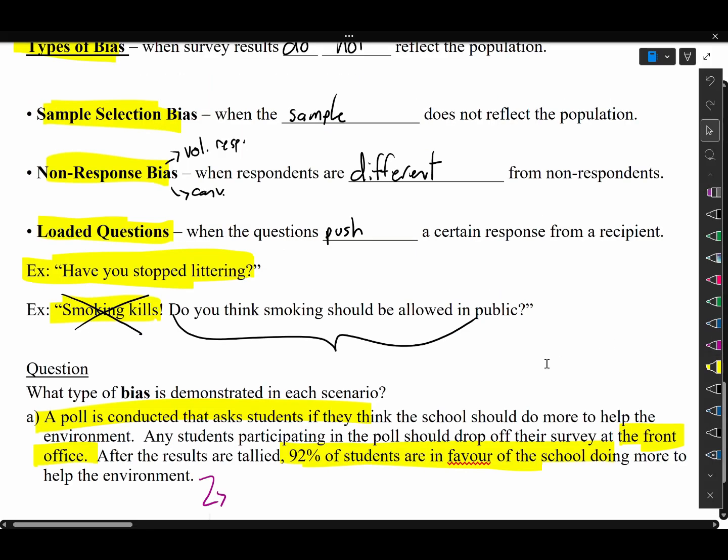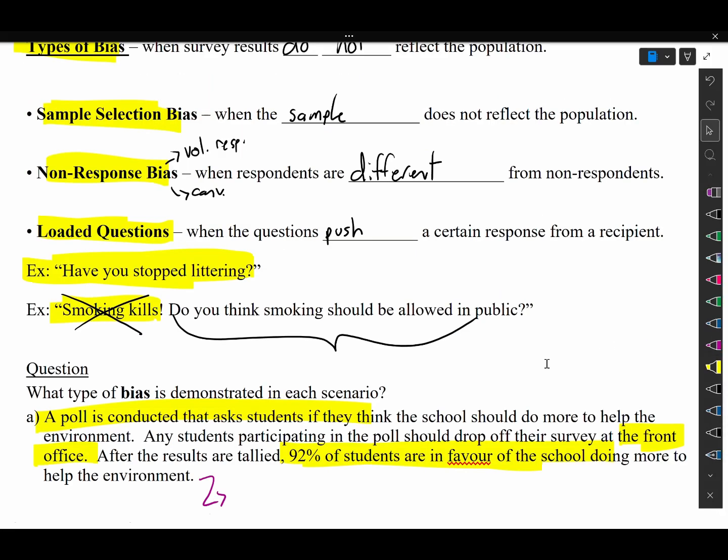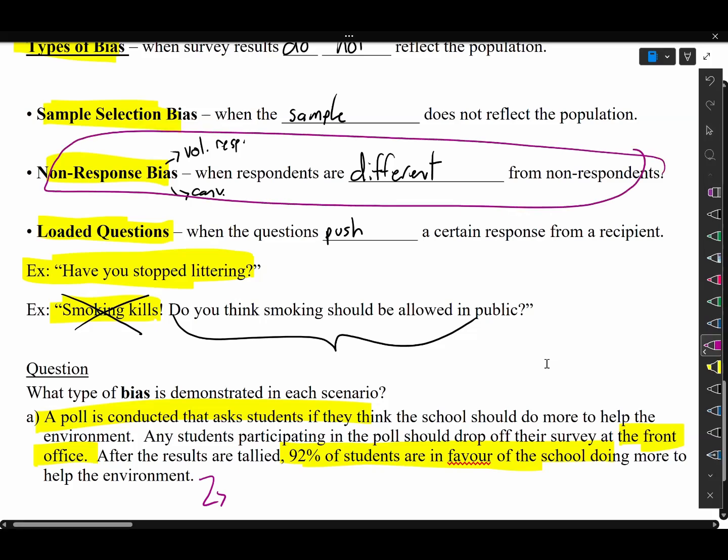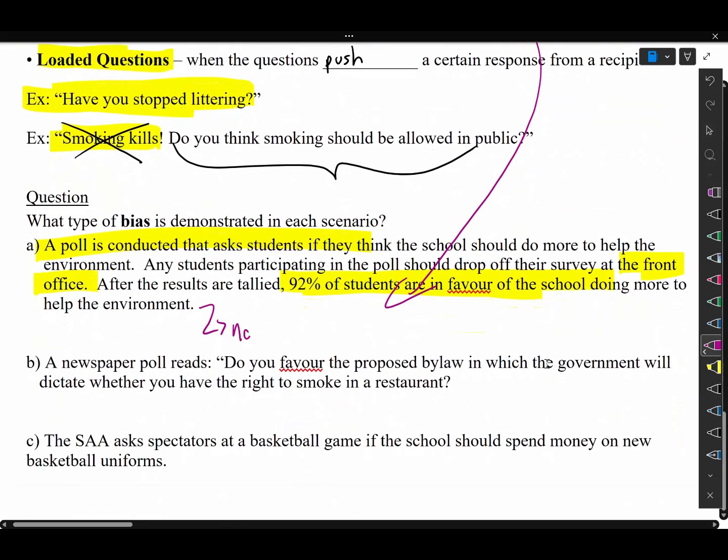So, is it a loaded question here? No, the issue is not with the wording of the question. Is this some non-response bias where the respondents are different from non-respondents? Absolutely. We're working here with some non-response bias.